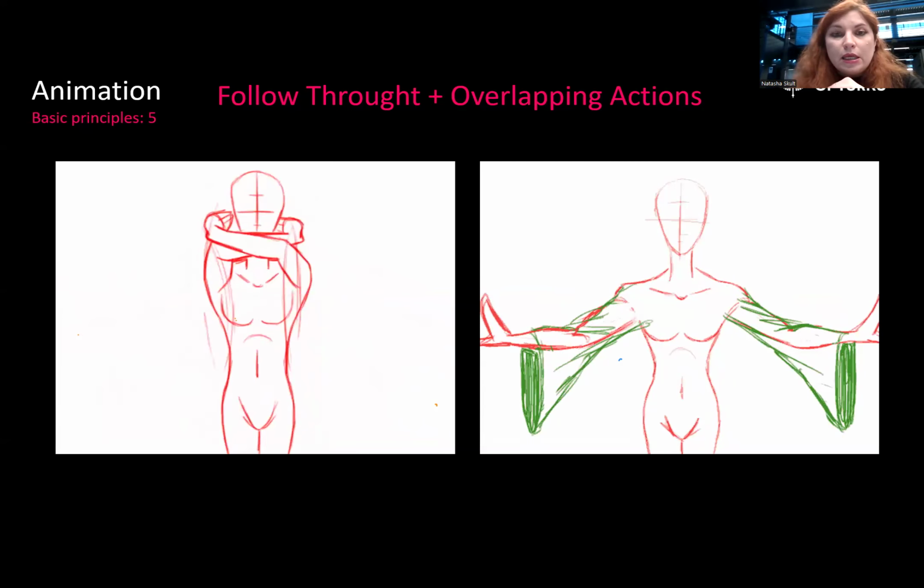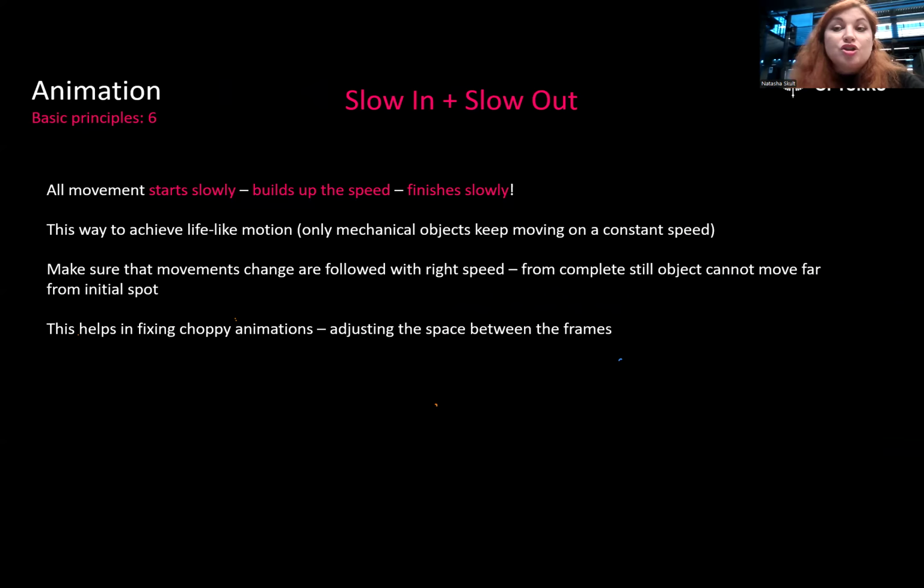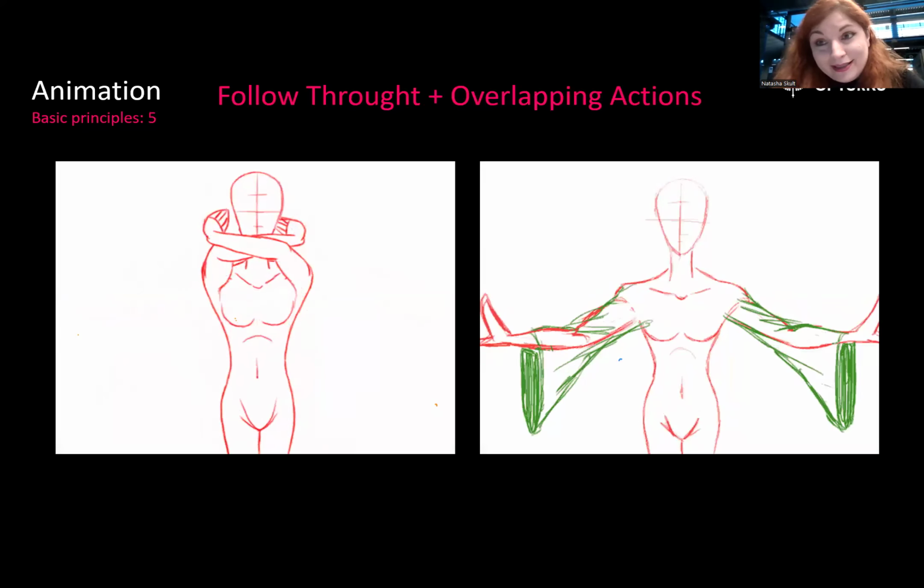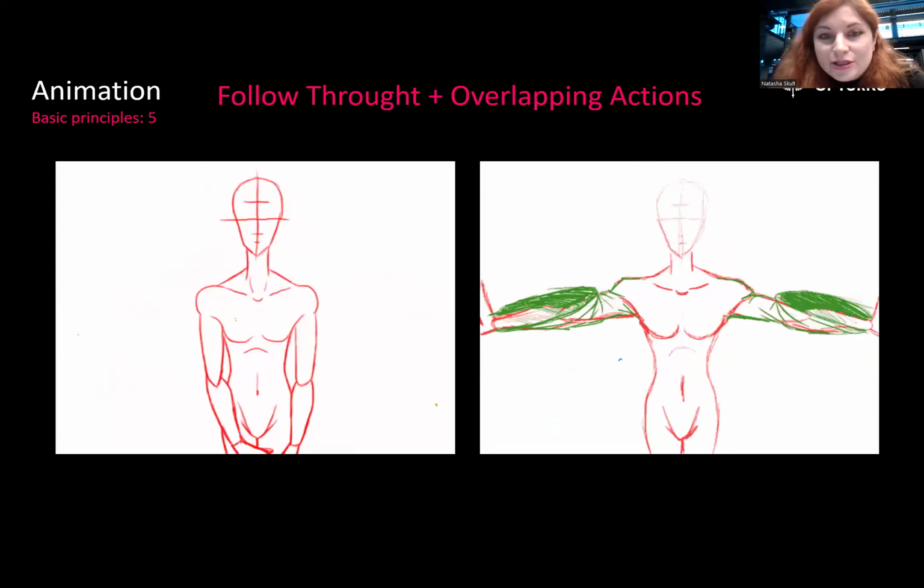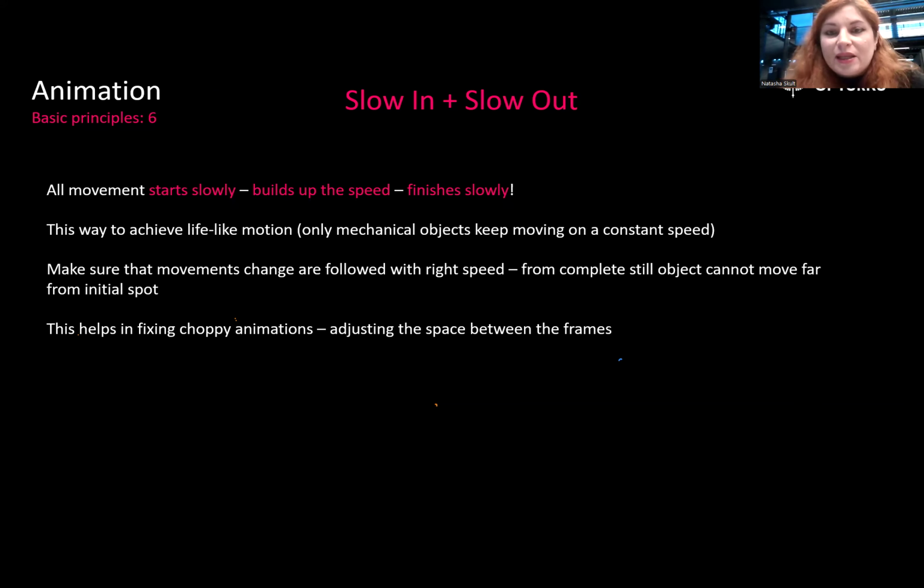And now we will see slow in and slow out, which is quite connected. Again, all of this is super connected, and now it's going into this. So slow in and slow out, what does it mean? All movement always starts slow, builds up to the main action, whatever there is, and finishes also slowly.